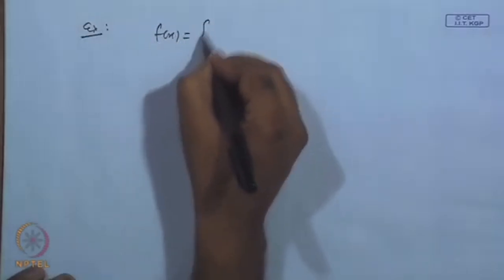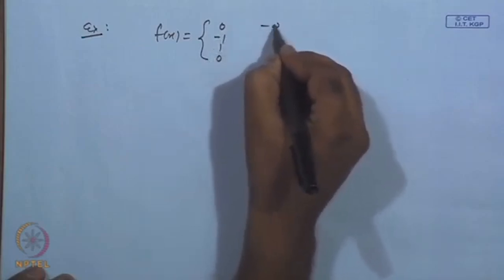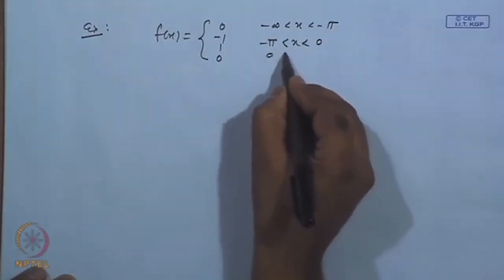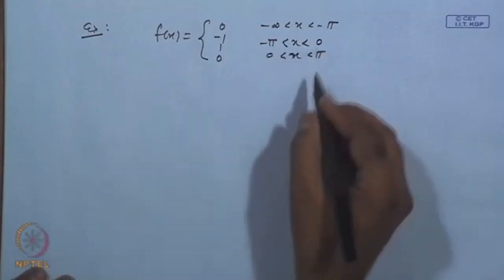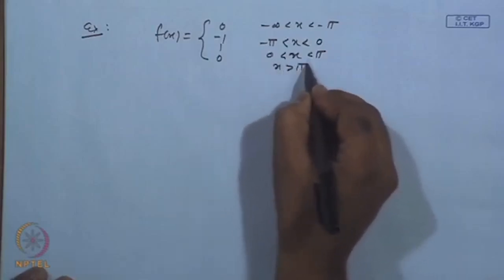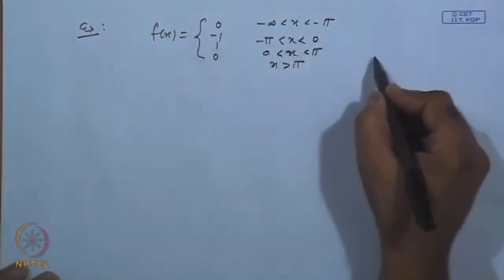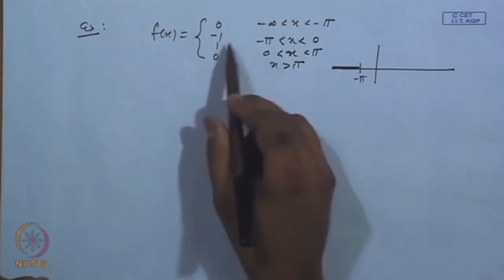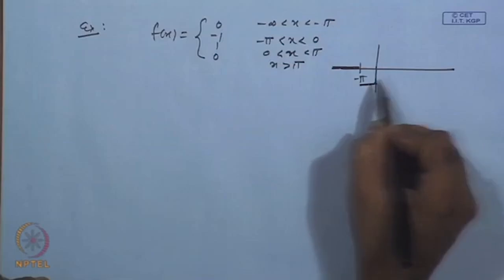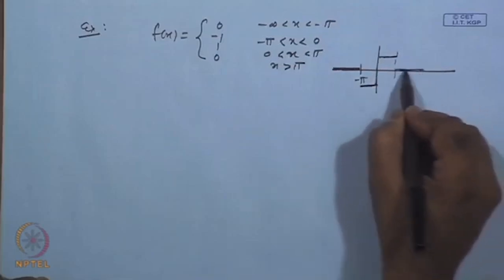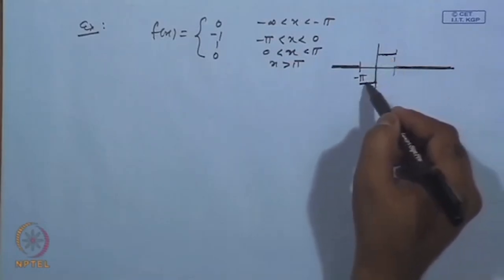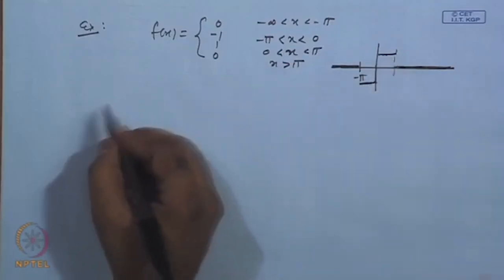So, let's quickly go for one example. We consider this function f(x), which is 0 for x from minus infinity to minus pi, minus 1 from minus pi to 0, 1 from 0 to pi, and this is 0 when x is greater than pi. So, for this function, we have 0 less than minus pi, then the function value is minus 1, then we have plus 1, and then again 0. This function is an odd function, because this value is minus of this value, and then A(alpha) will be 0.